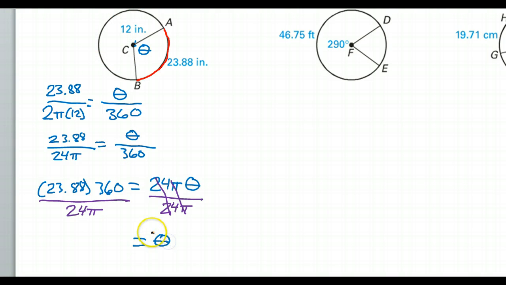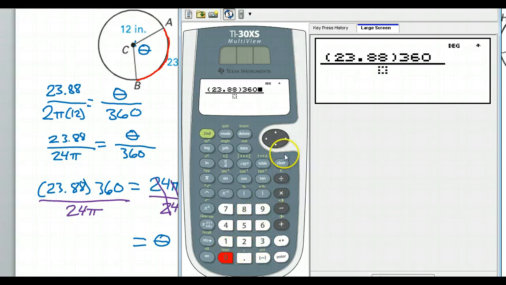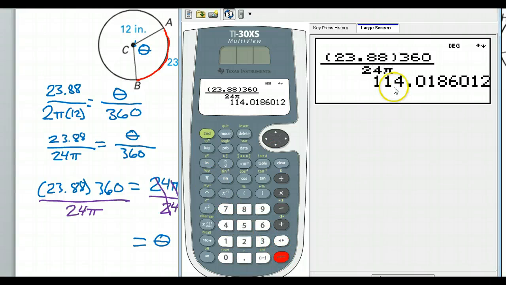Okay, so this is going to be theta equals. Now you could just put all this in your calculator. So we can just type all this into the calculator. Just start with the fraction button, and so we've got 23.88 times 360 over 24 pi. Just type it all in. So that gives us 114.02.